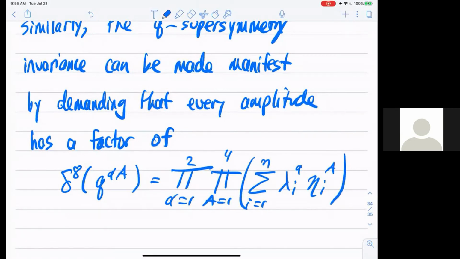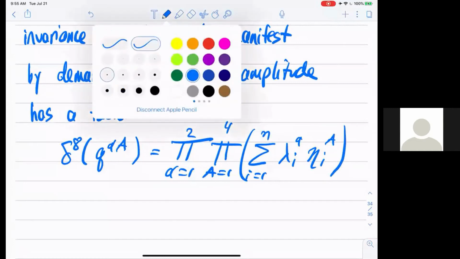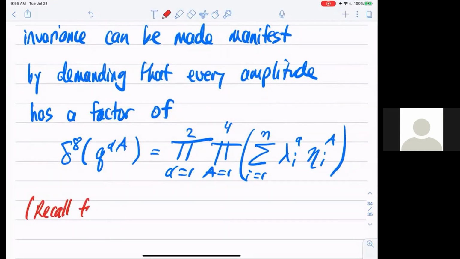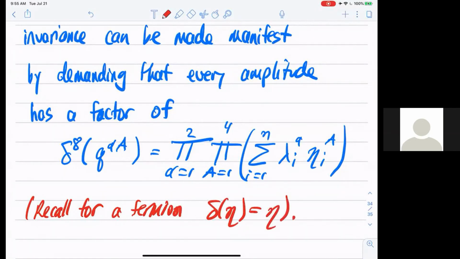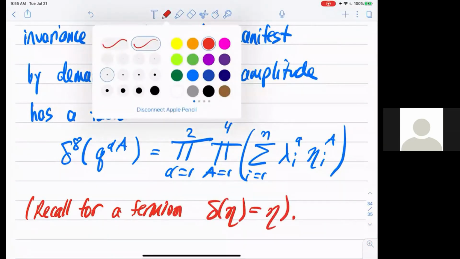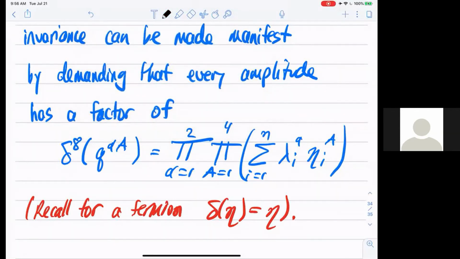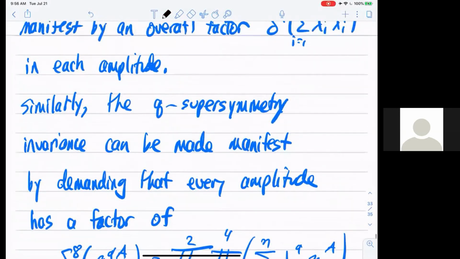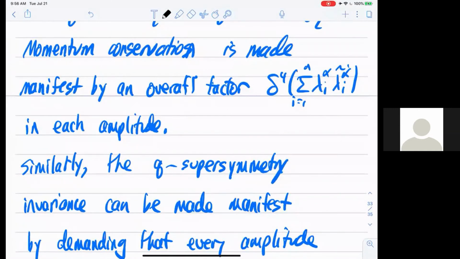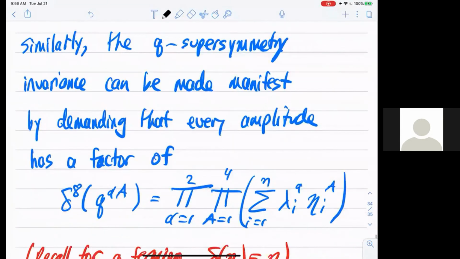Okay, a couple things. Recall here, for a fermion, a delta function of a fermion is just the fermion itself. So here, this is sort of an eight-dimensional fermionic delta function, because the alpha index takes two values, the A index takes four values, and the thing inside the delta function is the total super momentum. So here I've got the sum over all n particles, just like in the momentum conserving delta function, where I have the total momentum being the sum of the momenta of the individual particles. Here I have the total super momentum.